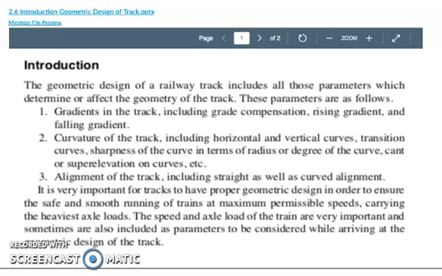So it is very important for our track to have a proper geometric design, to ensure the safety and smooth running of the train, and to have a maximum permissible speed carrying the heaviest axle load. So the geometric design is very important. So we have to follow the standard for proper geometric design for the safety of our train.